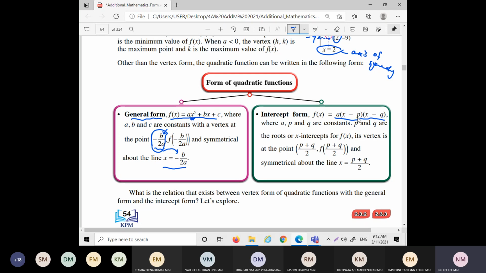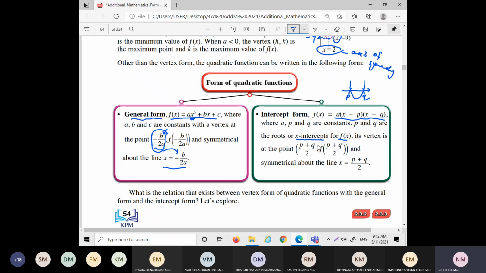Means from here very fast you will know, the P and the Q are the two roots, the x-intercepts for f(x). Means this way, for example, a smiling face, so this one will be the P and this one will be the Q. This is the meaning. This is the x-axis, the x-intercept. It can be P on the right hand side and Q on the left hand side, either one. A, P, and Q are constants. P and Q are the roots or the x-intercepts for f(x).